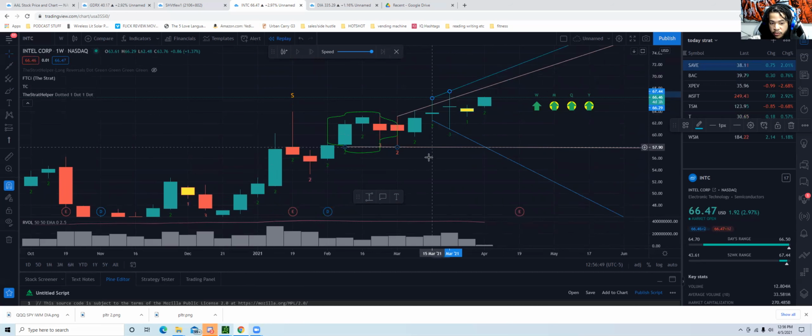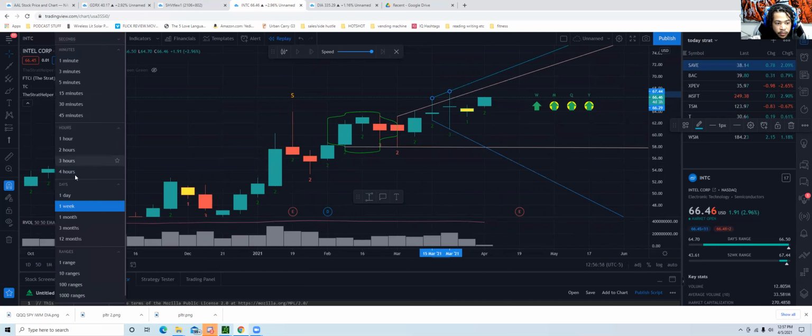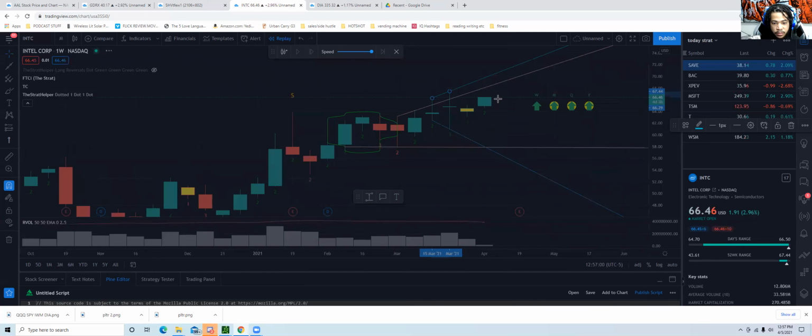So that's what a broadening formation is. Here go your two down, two up, but it didn't break this one. But this can still be a broadening formation on a lower time frame. If I go back, well, let me go to the month.